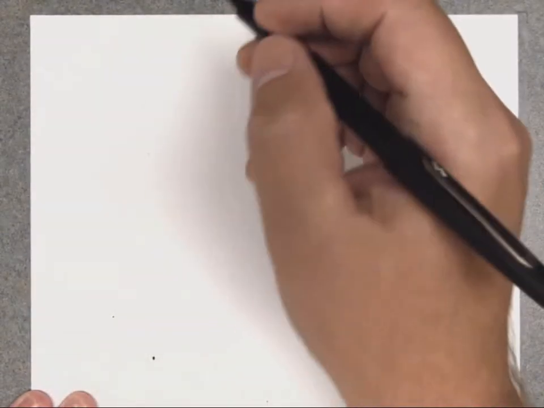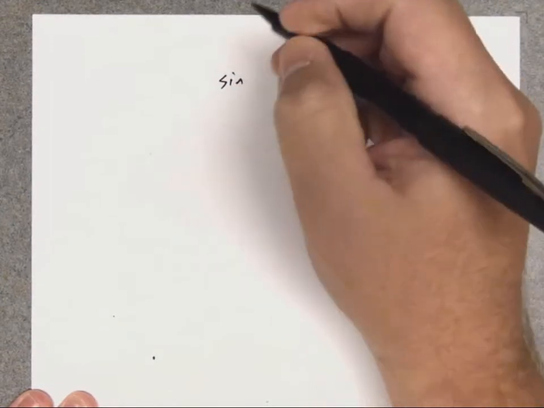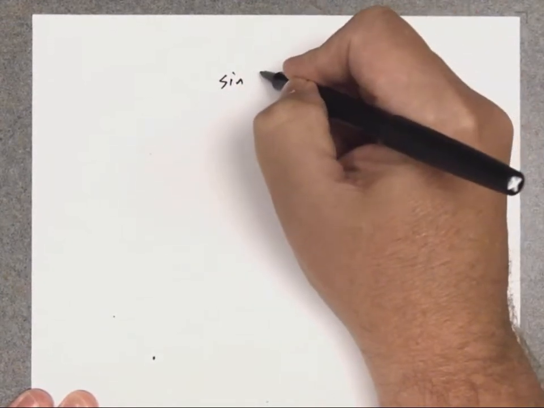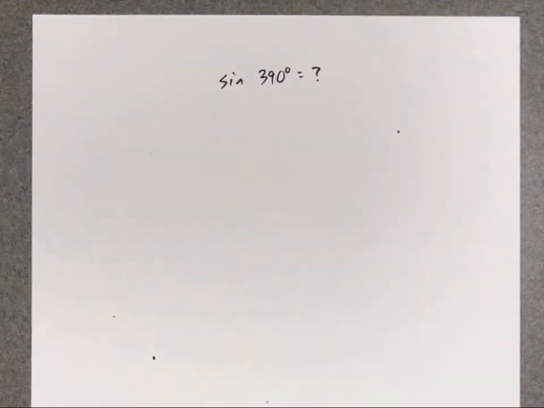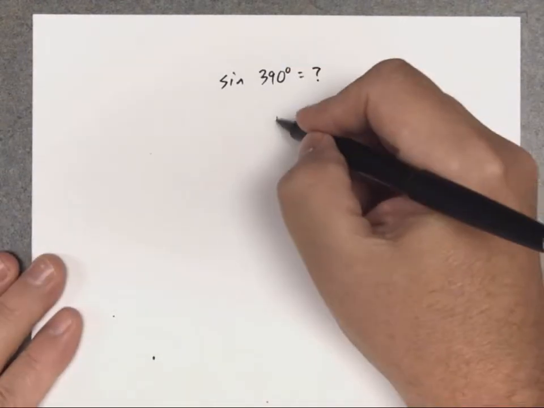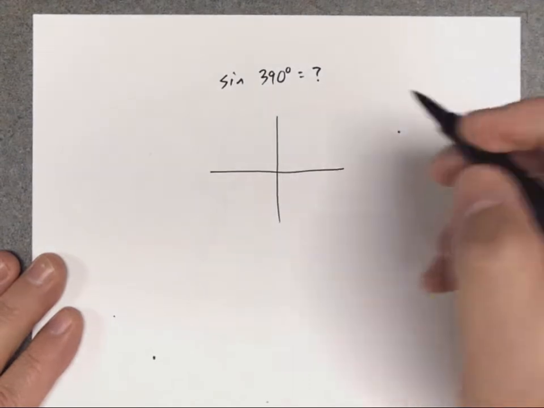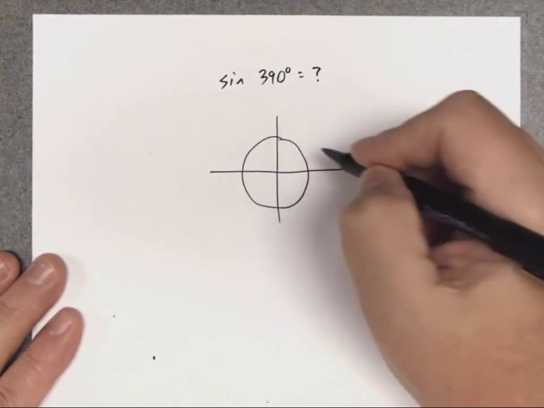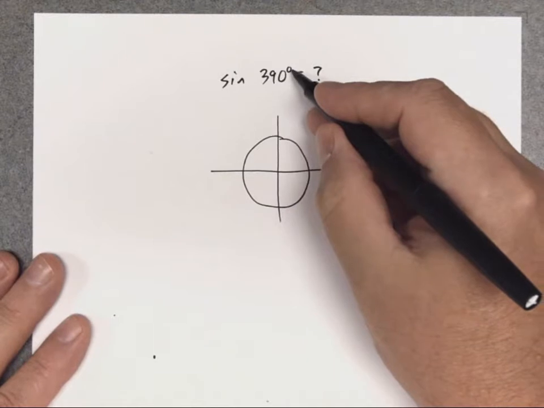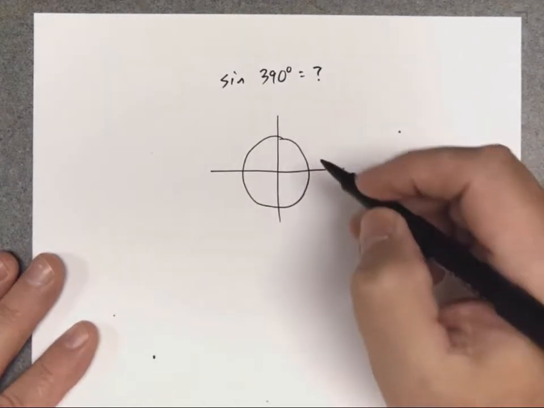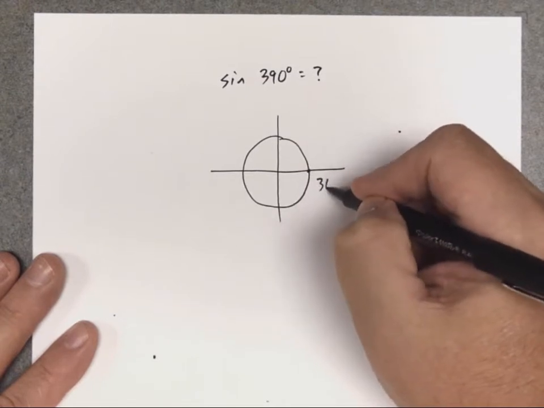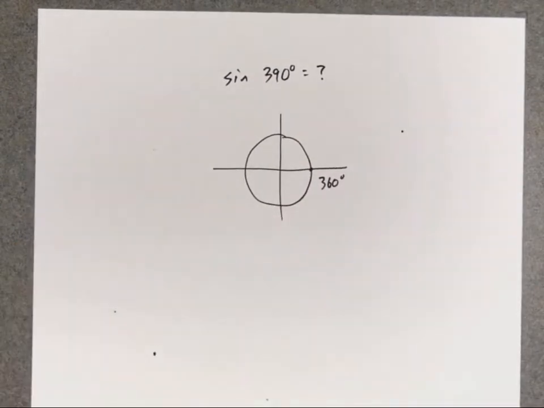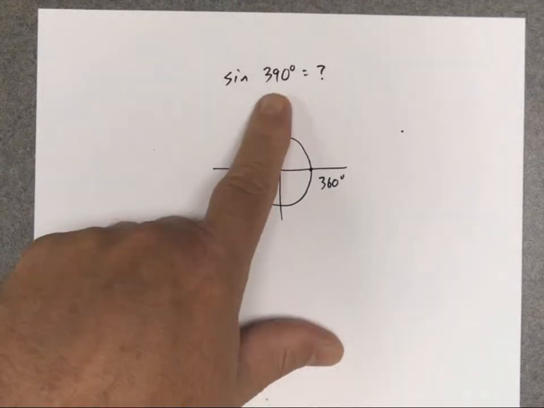They may say, what is the sine of 390 degrees? Easiest way to do it, in your mind or write down, you think of your unit circle, and you say, okay, where on my unit circle is 390 degrees? And then you realize the unit circle, one time around, right here, is 360 degrees. But you need 390 degrees.